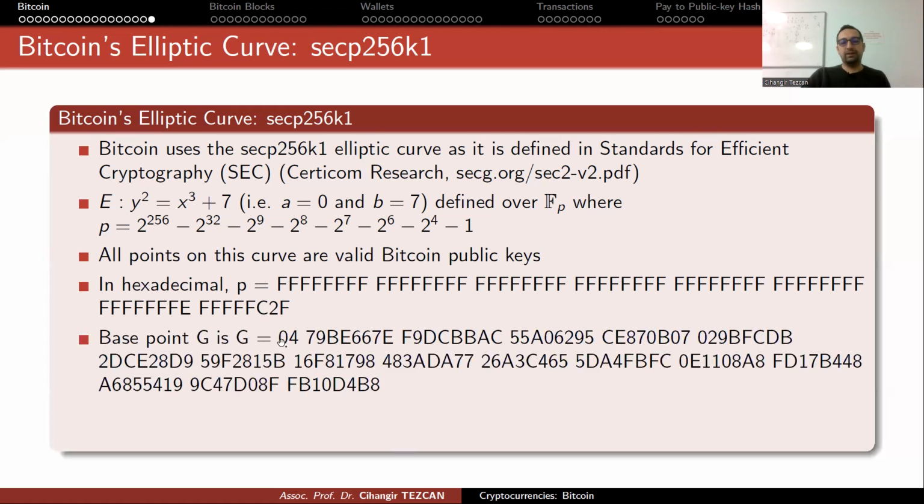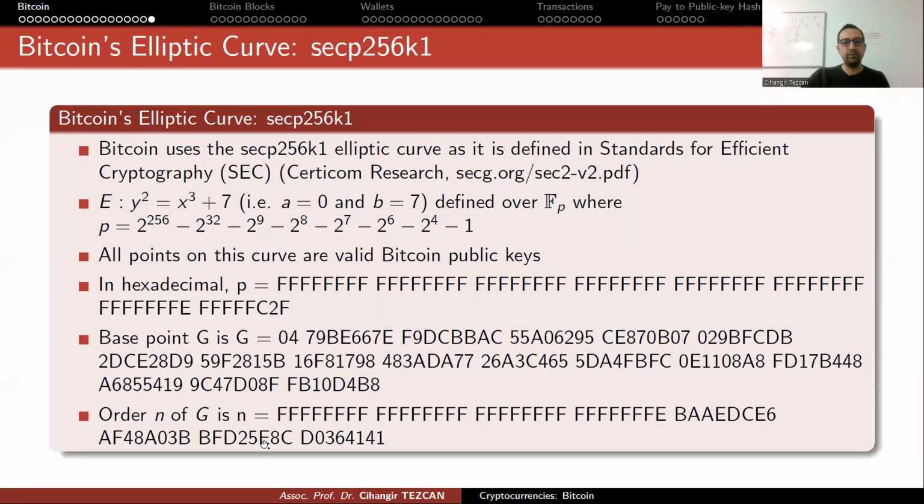The base point G is this. The first part of it is the x coordinate and the second part is the y coordinate, but we use the x coordinate for address generation. The order of this point is this. So you can have this many different public keys for using Bitcoin or Ethereum, because this elliptic curve is used in both Bitcoin and Ethereum, and in almost every cryptocurrency.